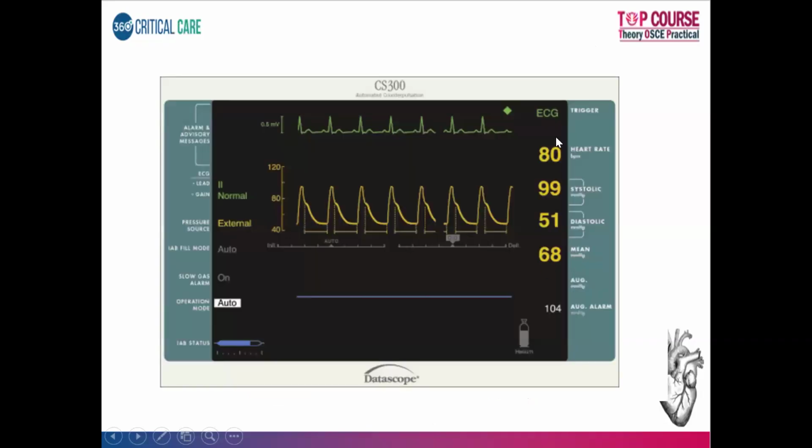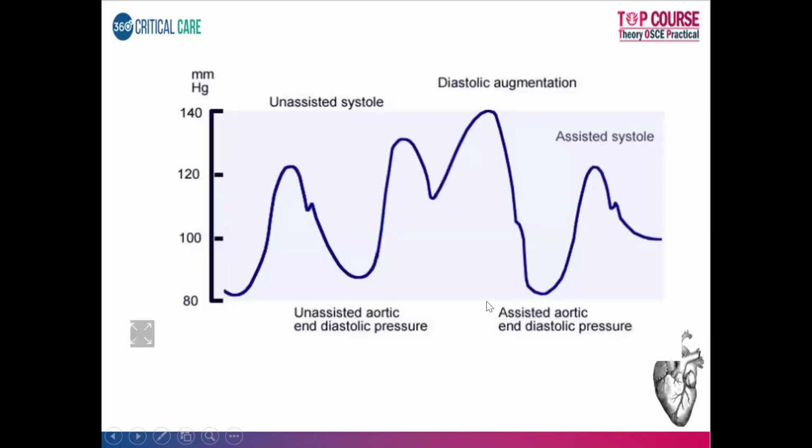Usually you have the ECG trace going on, you have the heart rate mentioned here, then you have the systolic, diastolic blood pressure and the mean. And once the operation mode is on, the IABP trace is also present, and it gives us the inflation of the balloon. The blue line here would actually indicate a graph. So this is how a patient's arterial trace looks like on IABP.